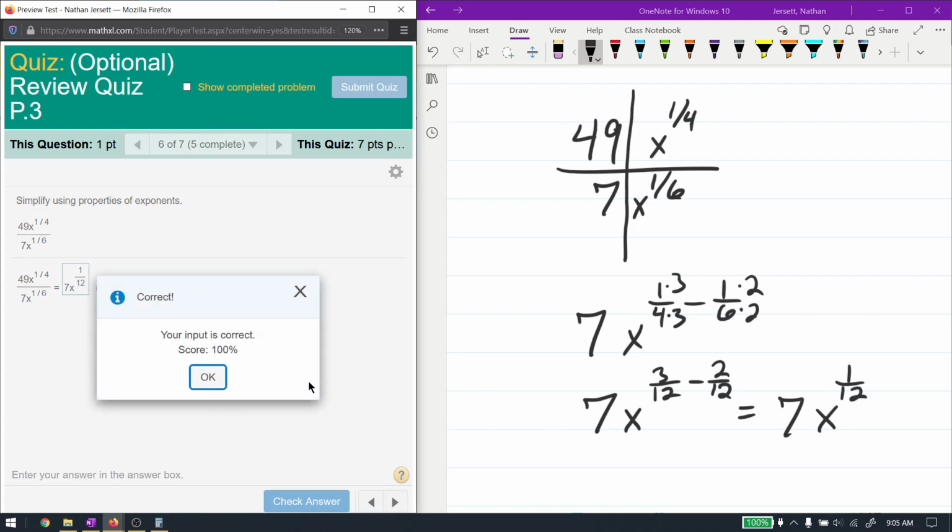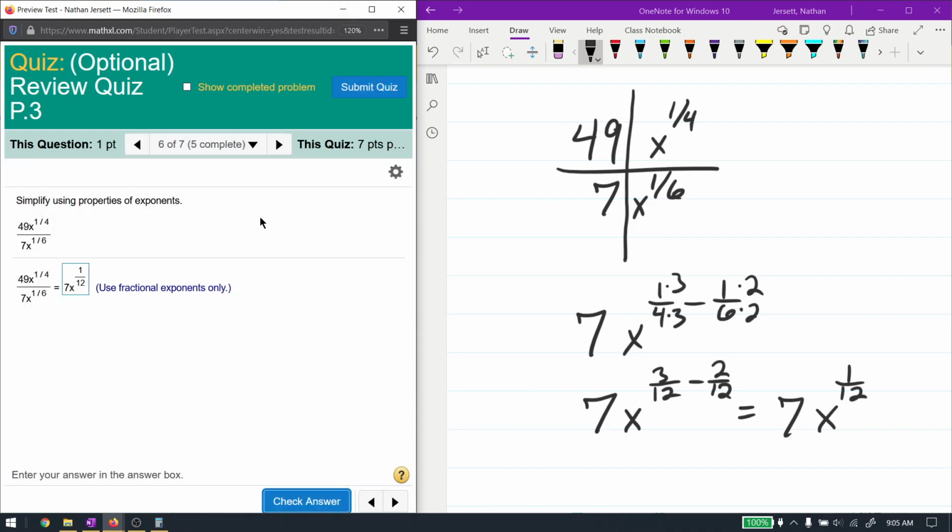That's correct. It tends to work out that the exponential form of a radical is easier to work with. Sometimes, however, the radical is easier to see what's going on. Just the context will dictate which way you should go.